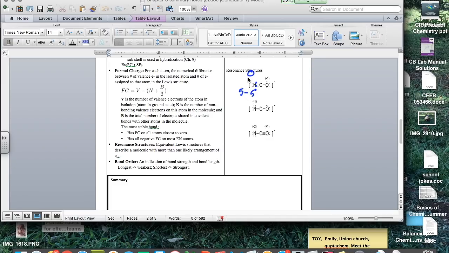Carbon will be 4 minus 4, 0 again. And oxygen will be 6 minus 7, which is minus 1. So let's go over formal charges again.